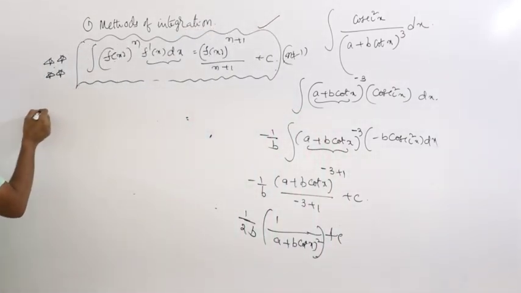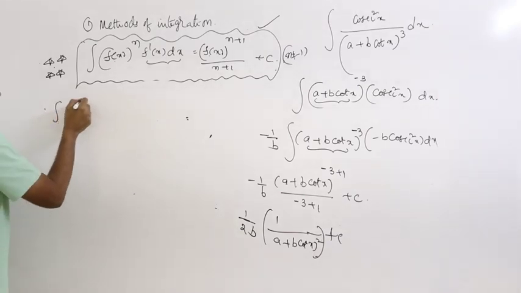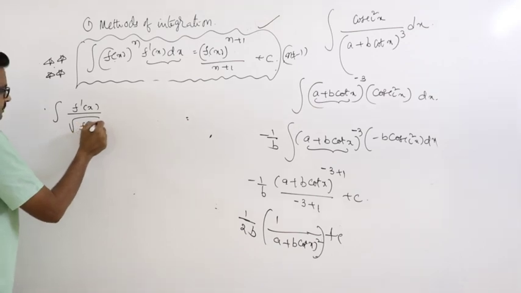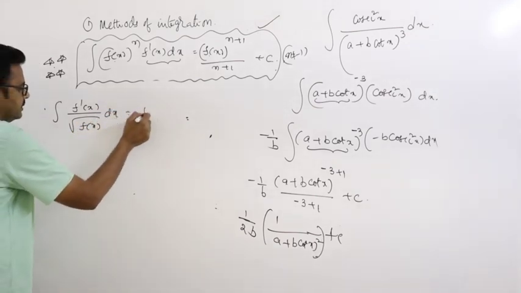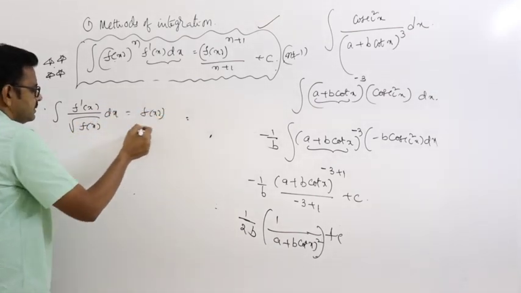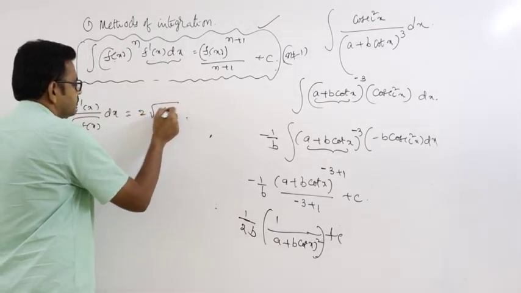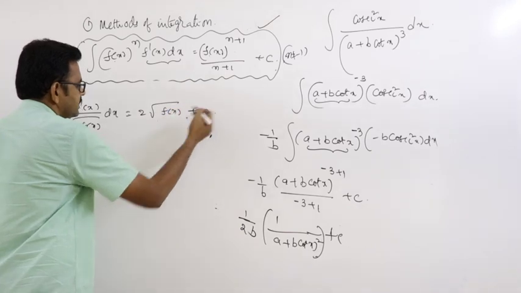For this extension, one formula: integral of f dash x by root f of x dx is equal to 2 into root f of x plus c.